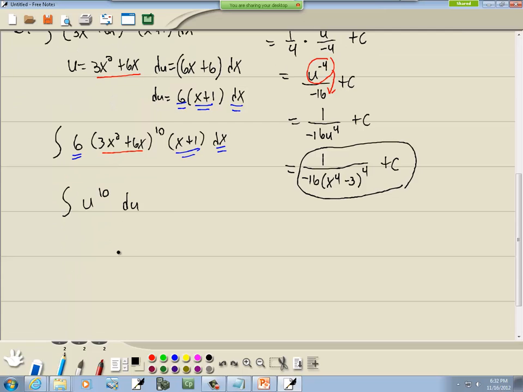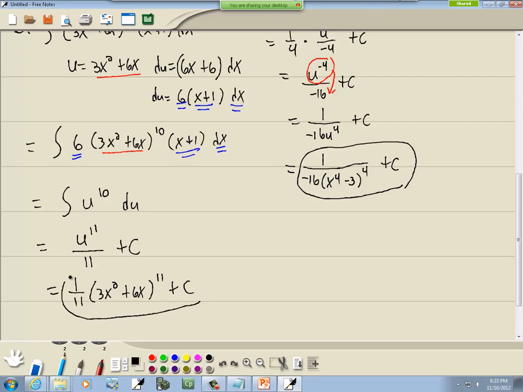Okay. Now we'll do our formula. Add 1 to our power, divide by the new power. So it becomes u to the 11th over 11 plus c. And up here we said u is equal to 3x squared plus 6x. So we got 1/11 times 3x squared plus 6x to the 11th power plus c. And that's our answer.